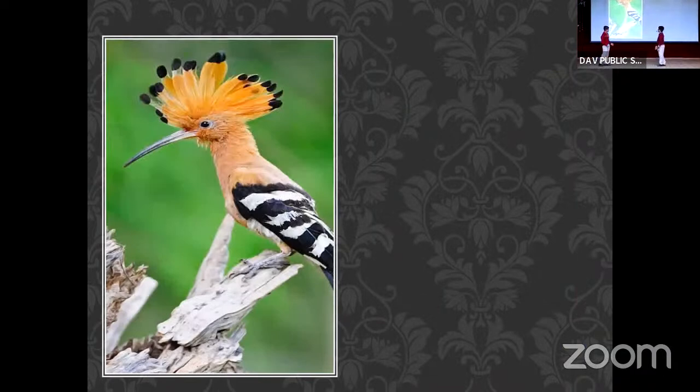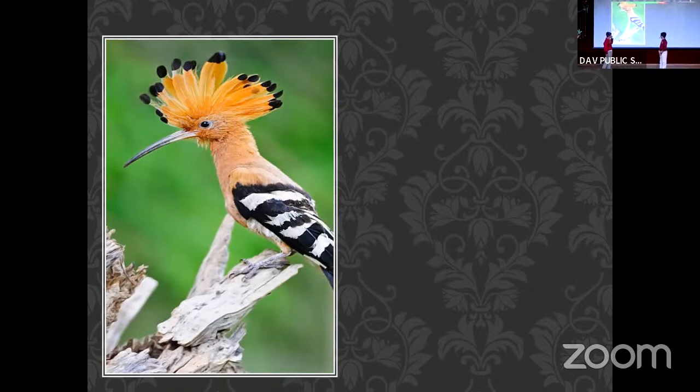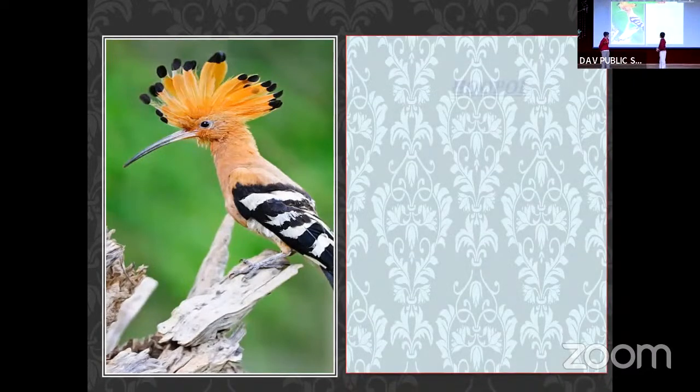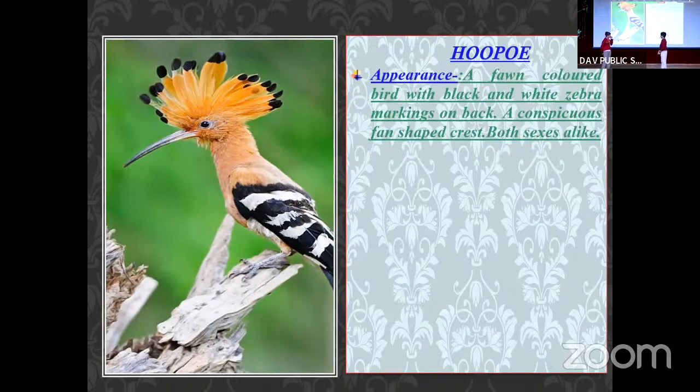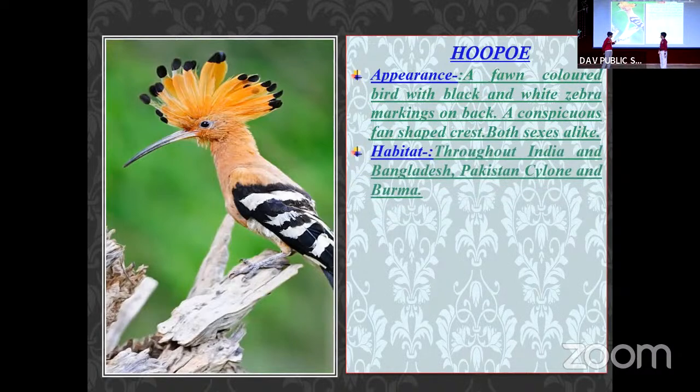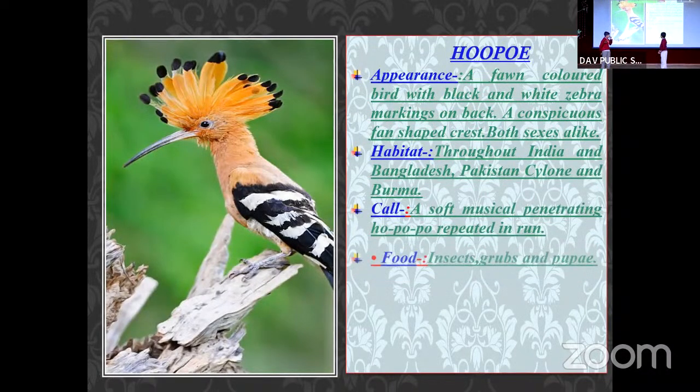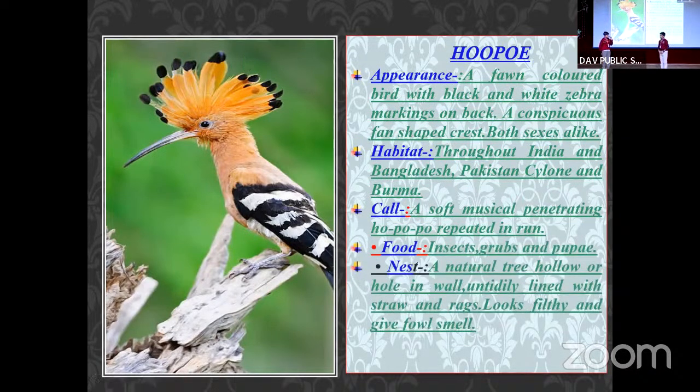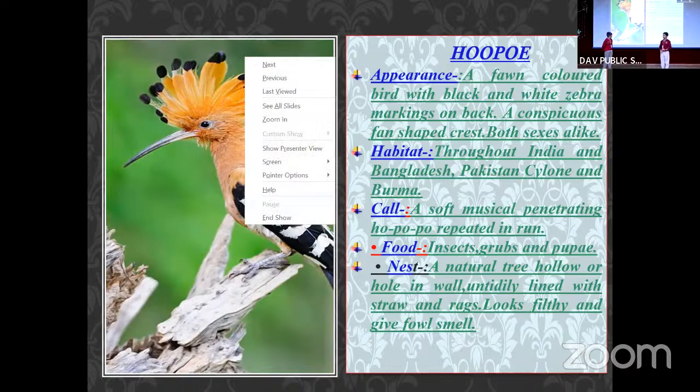Next. Do you know this bird? Yes, I know this bird. This bird's name is Hoopoe. Its appearance is a fawn-colored bird with white zebra markings on its back. Its habitat is throughout India, China, Ceylon, Burma, Bangladesh, etc. Its call is a soft musical hoopoo. Food. It eats insects and grubs and some plants. Nest. A natural tree hole is the place where they live.